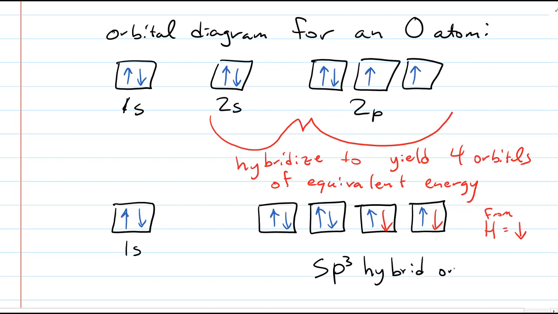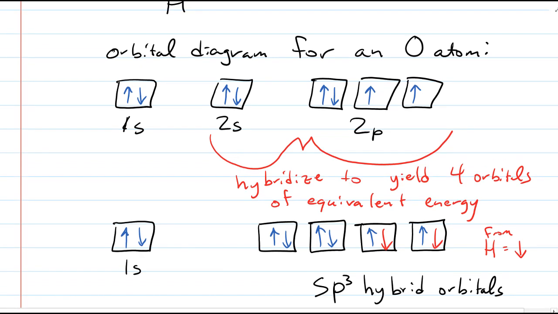sp3 hybrid orbitals. And we get the name sp3 hybrid orbitals because in order to make them, we look at what we use to make them. And that is how many p orbitals were used? 3. And how many s's? 1. So we call them sp3 hybrid orbitals because they're made of 1 s and 3 different p's. And again, the hybrid orbitals are 3 orbitals of equivalent energy.